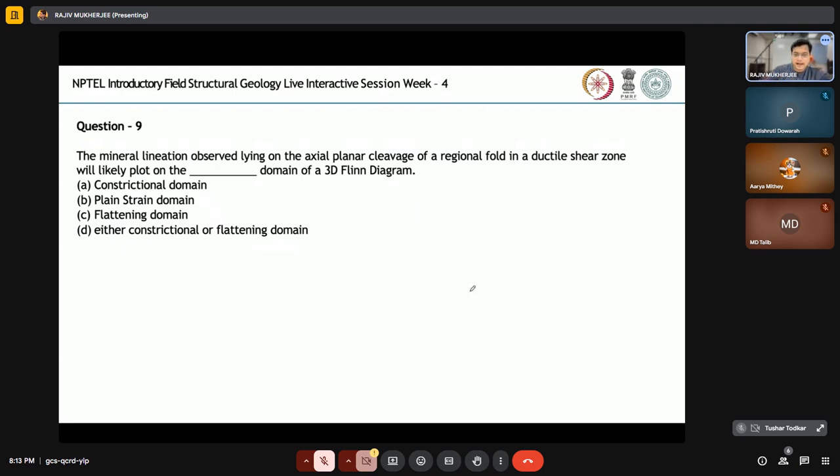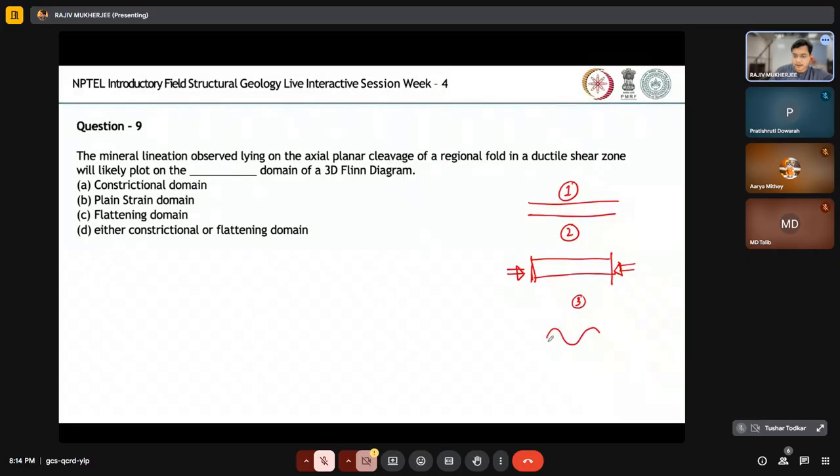So, how can folding in a ductile deformation take place? Let me start with a simple schematic diagram. This is a layer, which is stage 1. In stage 2, you compress the layer, so it will initially suffer some homogeneous shortening. In step 3, it will create folds. Right? This will be the axial planar cleavage.